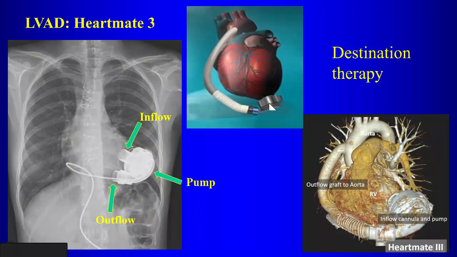So this is now the latest version, the HeartMate 3. So this goes in the apex of the ventricle. It has a tube from here, which goes up into the aorta. So this is the pump. It takes the blood from there and pumps it into the ascending aorta.